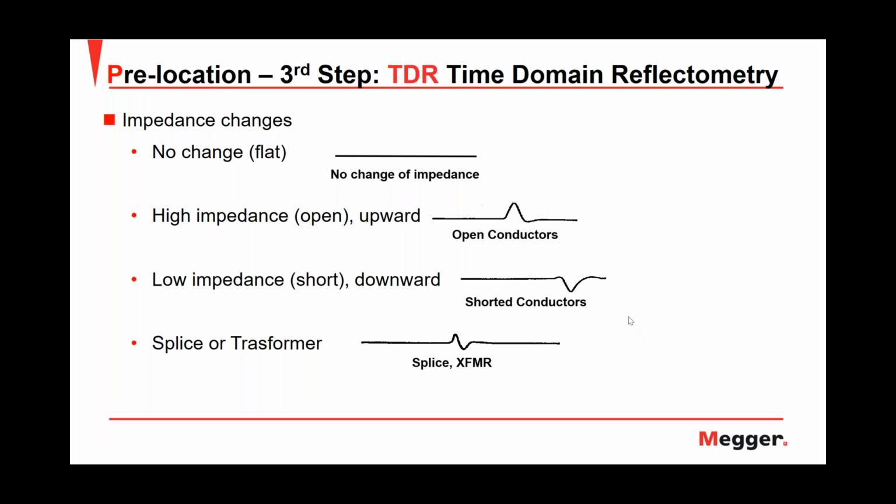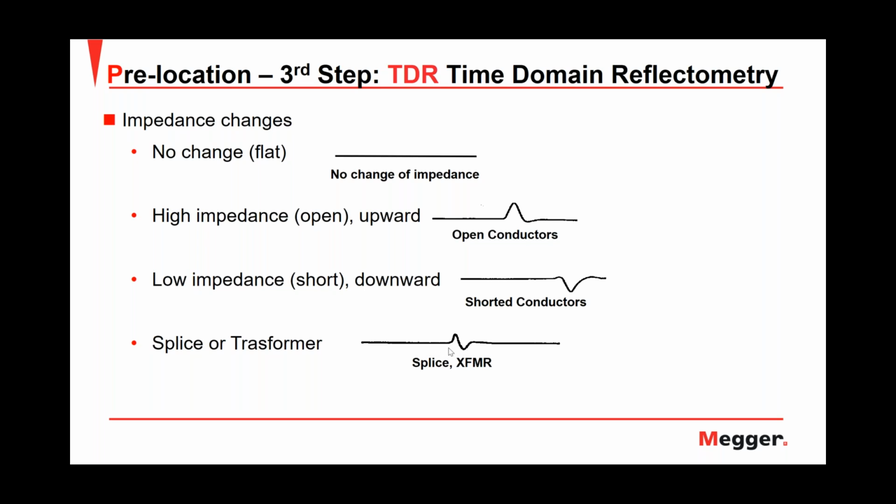And if we have splices or transformers in the cable, what we will see is this characteristic reflection, which is a combination of the previous two, in which we have first an upward blip and then a downward one.